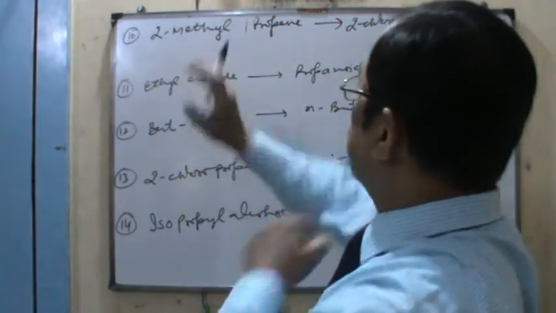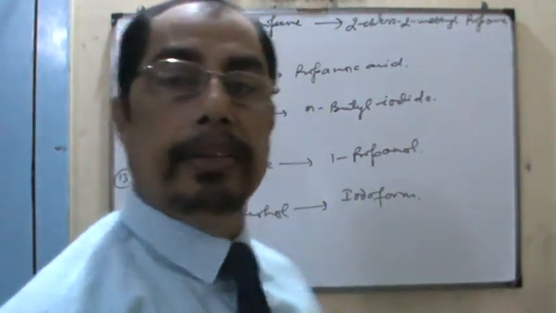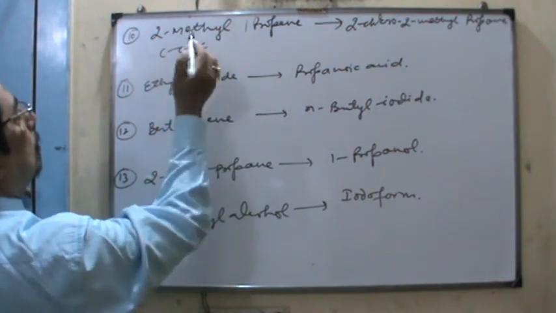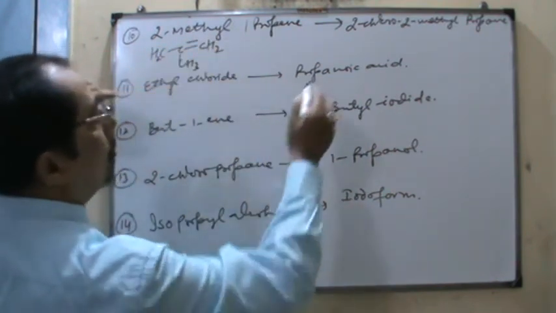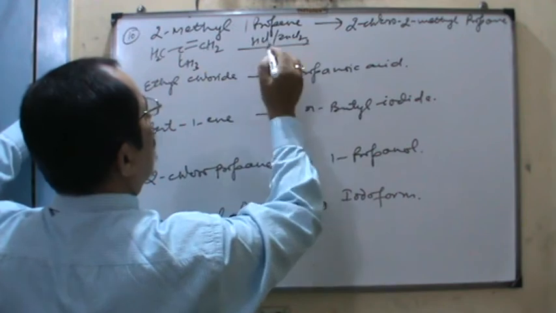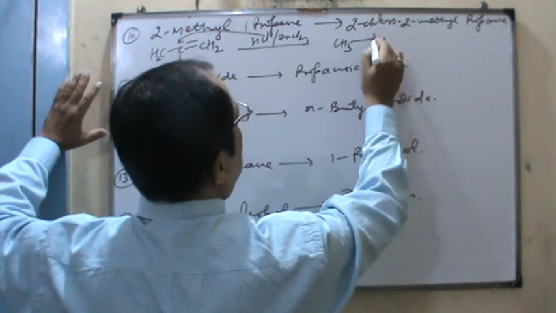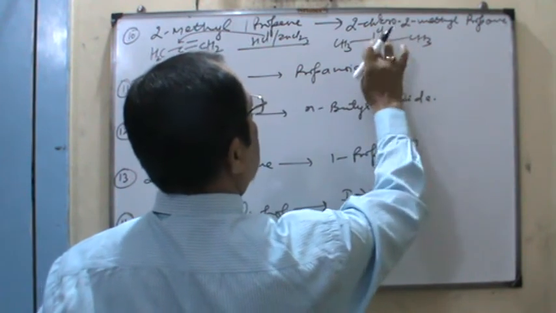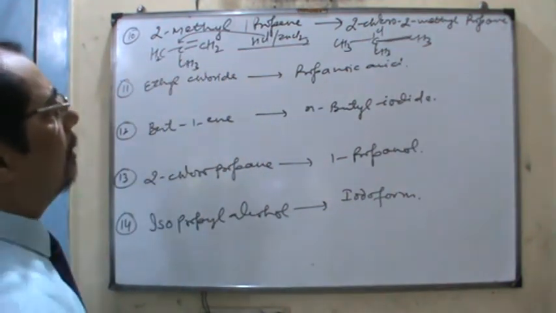First, 2-methyl propene. Draw the structure. Propene means how many carbons? 1, 2 and 3 carbon. Then 2-methyl and the double bond. It is the correct structure of 2-methyl 1-propene. But you have to add 2-chloro. Then you have to add HCl in the presence of zinc chloride. So chlorine will be here. So this is CH3, CCl and CH3, 2-chloro 2-methyl propane.